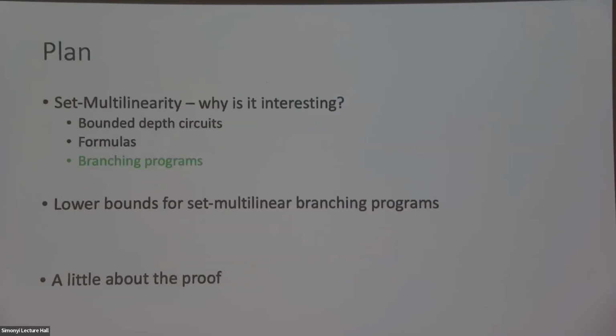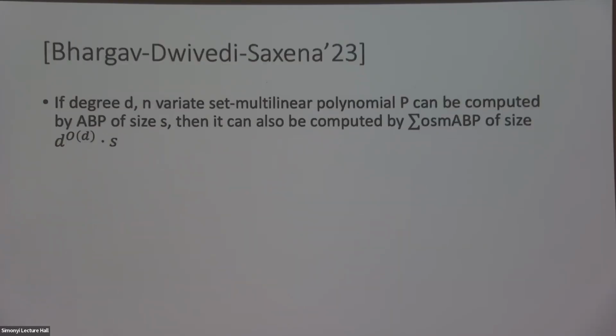Okay, so set multilinear branching programs are also an interesting object. We want to understand ordered versus unordered, and get strong enough lower bounds for set multilinear branching programs when the hard polynomial is IMM. Let me tell you another very interesting result that appeared while we were working on understanding set multilinear branching programs.